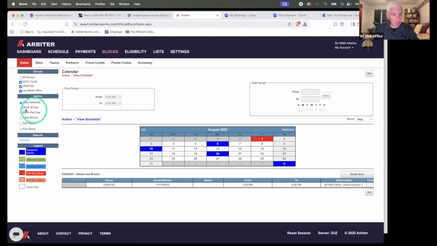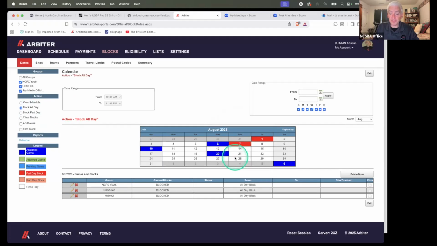Now, I'm going to go over and I can block off part of the day, all day. I can block off ranges. I'm going to block off the 7th. Now, a game comes in on the 7th. My name doesn't even come up for the assigner to assign me. The assigner is not going to care why you can't work. The assigner is going to care that you can't work. So he needs to cover that game or she needs to cover that game.